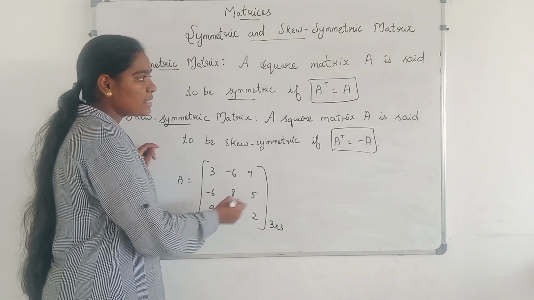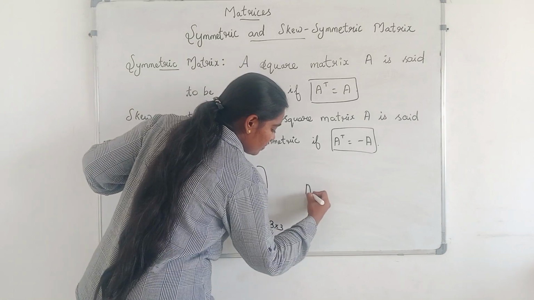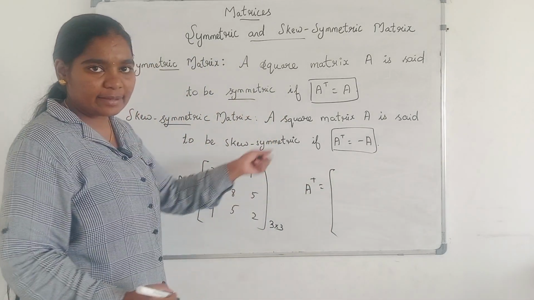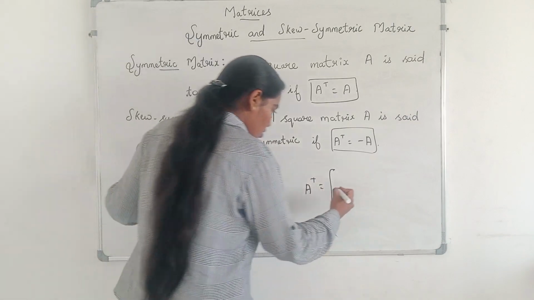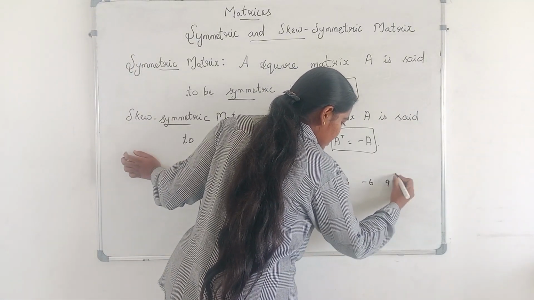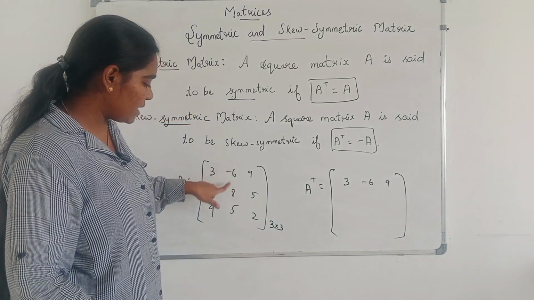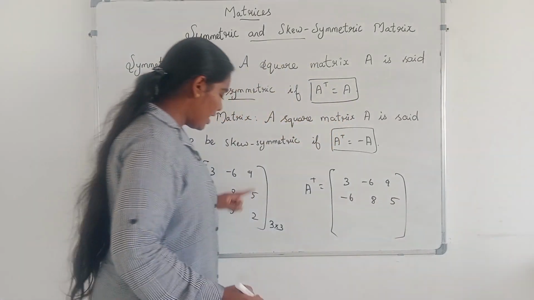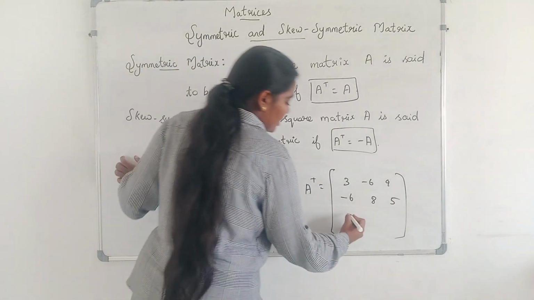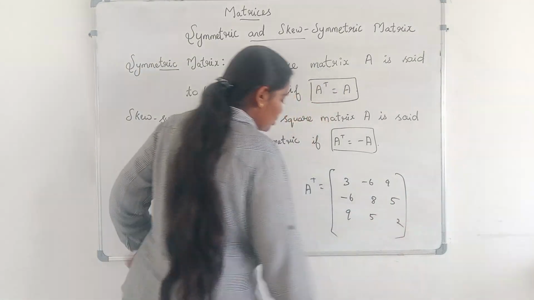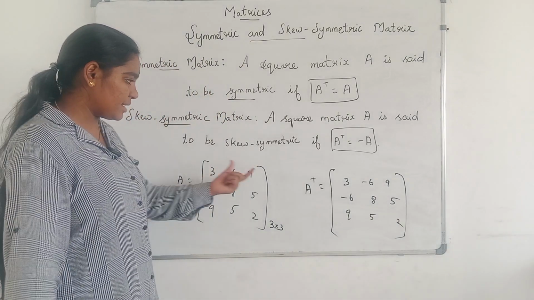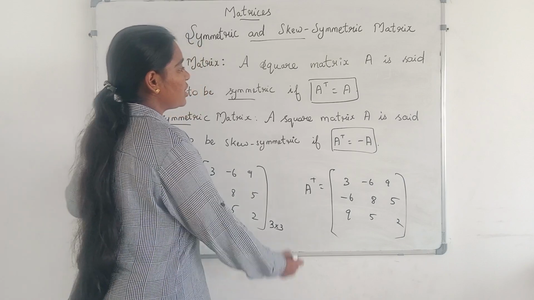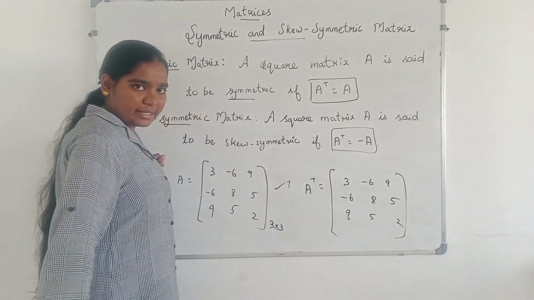If you are taking transpose of this matrix, then A transpose equal to columns will be written in the place of rows. So 3 minus 6 9, this column minus 6 8 5 as minus 6 8 5, and 9 5 2 as 9 5 2. So here this A matrix and A transpose is similar to each other. So this is a symmetric matrix.